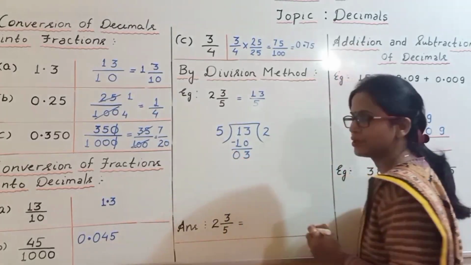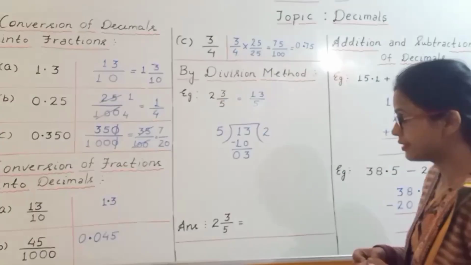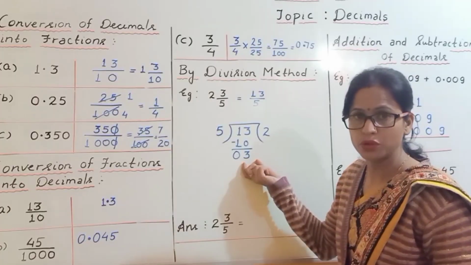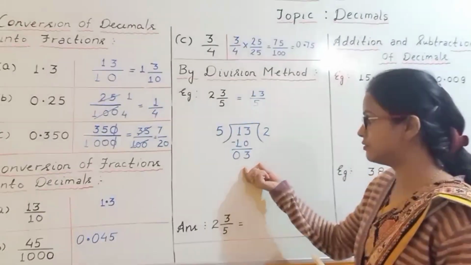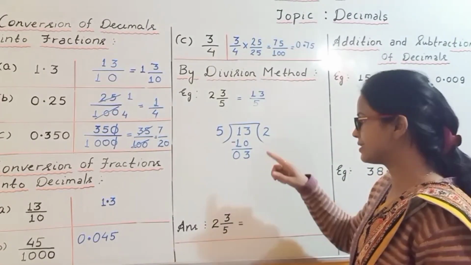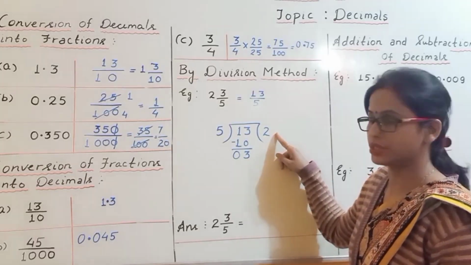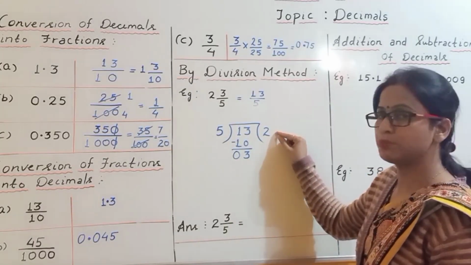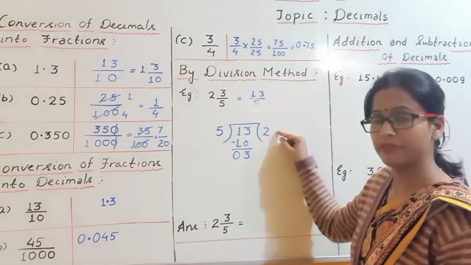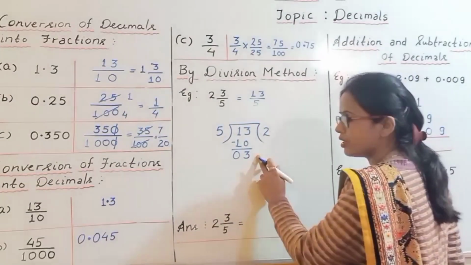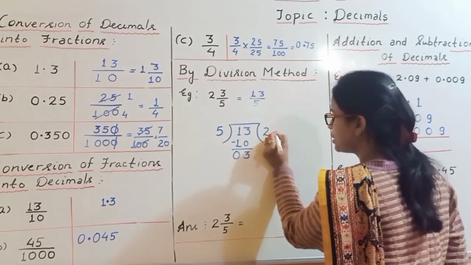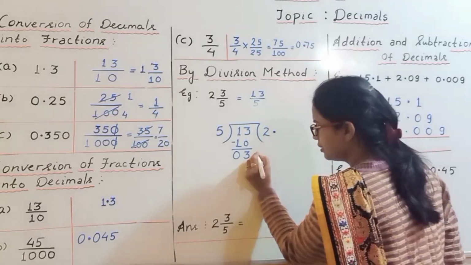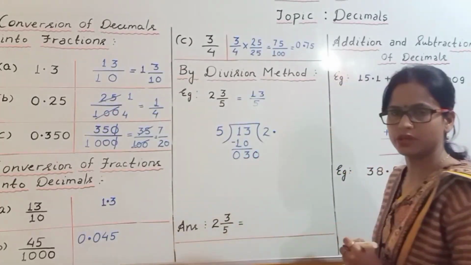Is remainder. Yes children, 3 is remainder. Now we can continue this division by putting a decimal in the quotient. Children, if we put a decimal in the quotient, then we can increase a 0 here. So put the decimal here and we can increase a 0 here.